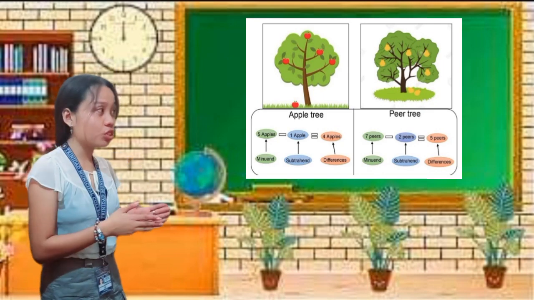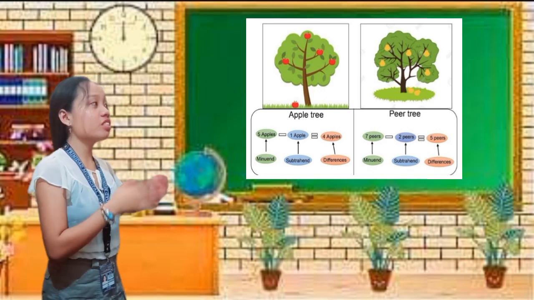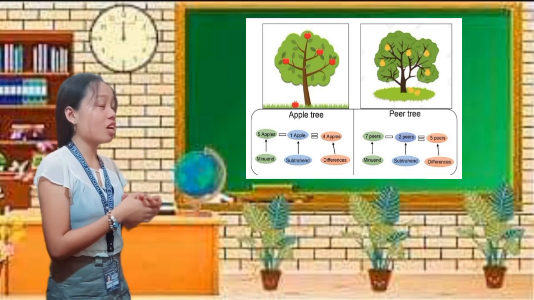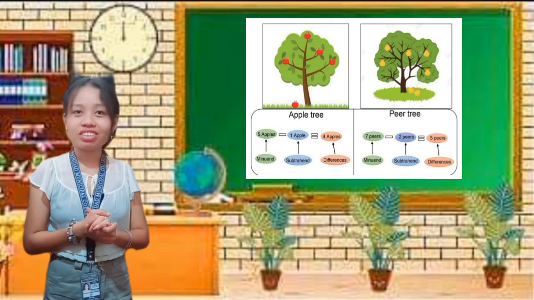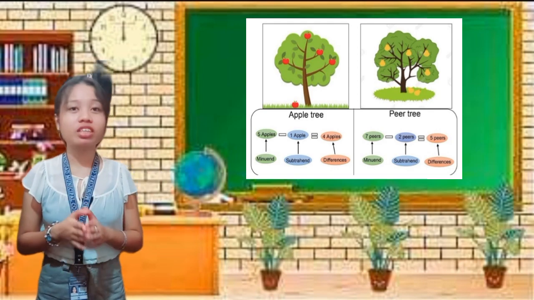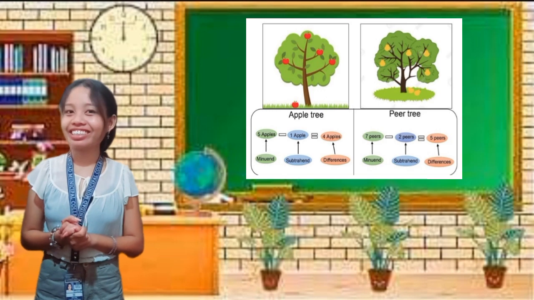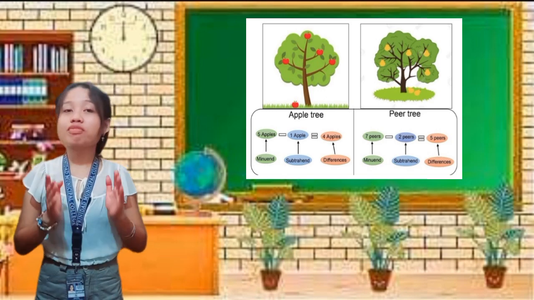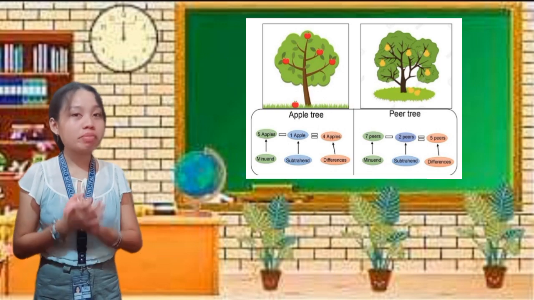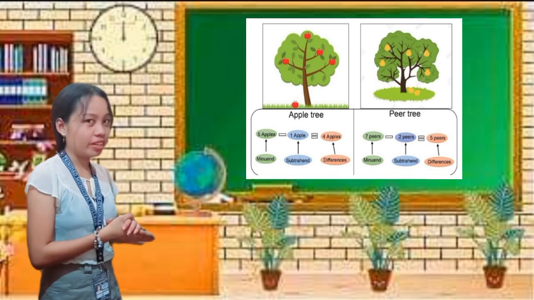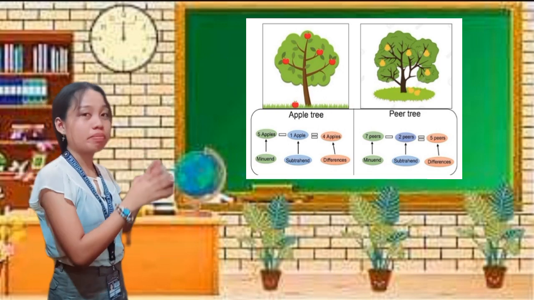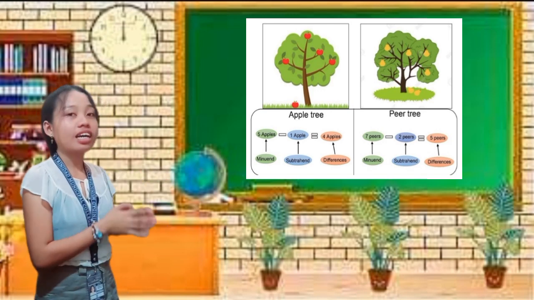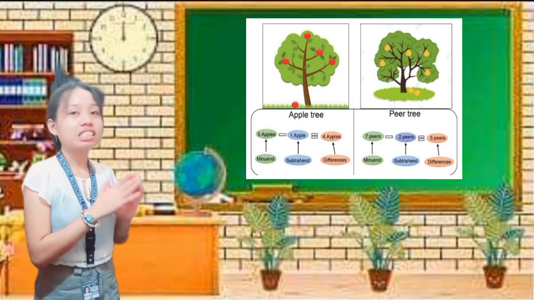So next is the pear tree. In a pear tree, there are 7 pears, and 2 of them fell on the ground. So how many pears are left on the tree? Yes, there are 5 pears remaining on the tree. So the 7 is the minuend, and the 2 is the subtrahend, and the 5 is the difference.